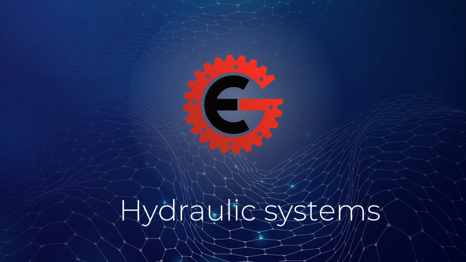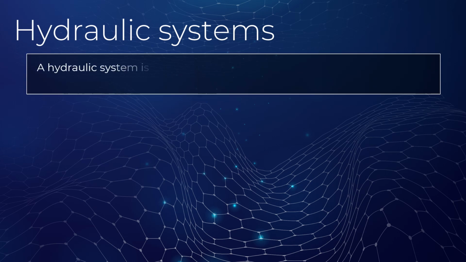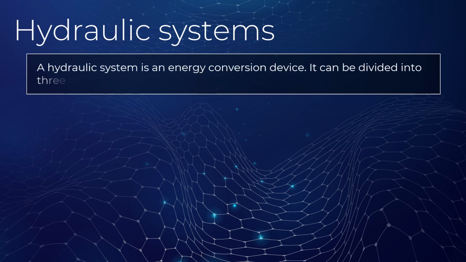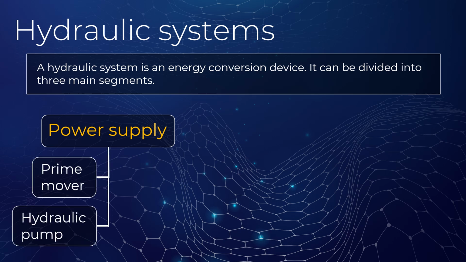Hydraulic systems. A hydraulic system is an energy conversion device. It can be divided into three main segments. Power supply. This comprises of a prime mover and a hydraulic pump.